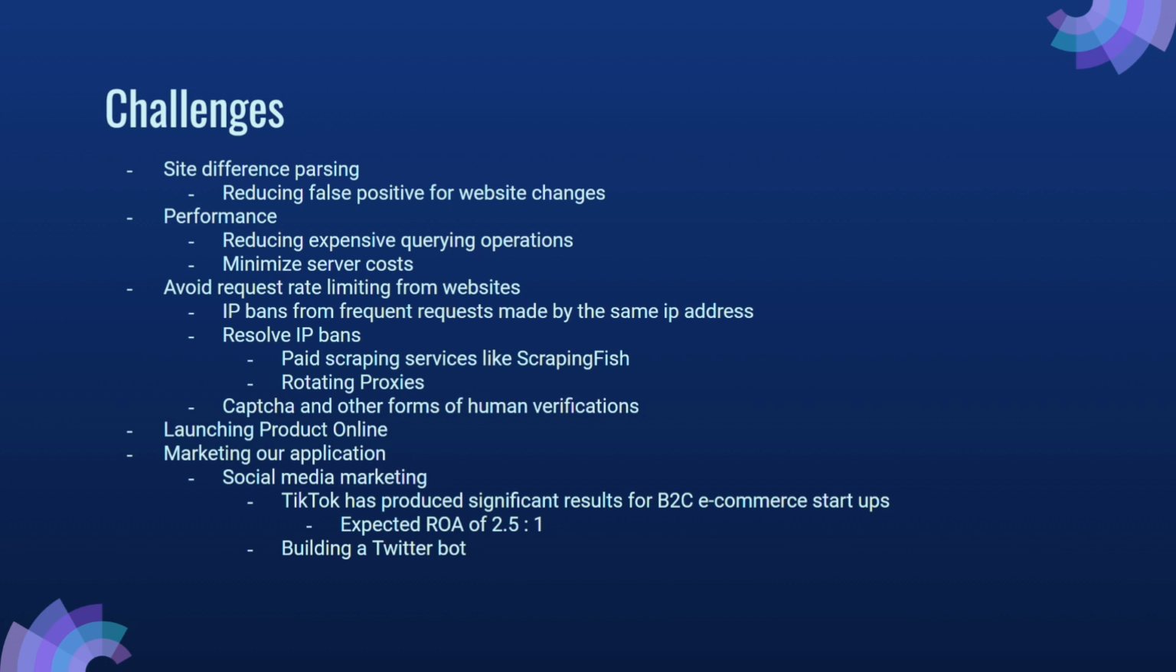In terms of marketing our application, we want to gain as many users as possible, and social media marketing like short videos, reels on Facebook, Instagram, TikTok has proved to be one of the most powerful ways. For example, TikTok has produced significant results for B2C e-commerce startups, where it has an expected ROAS ratio of 2.5 to 1, which means for every dollar spent on advertising, a good advertisement would give back around $2.5. And this is one of the main ways that we want to explore in terms of social media marketing.